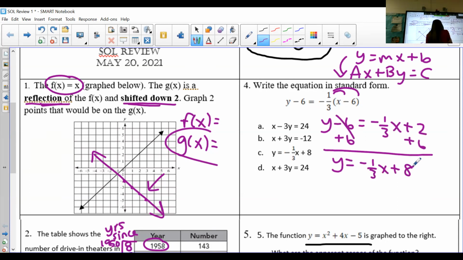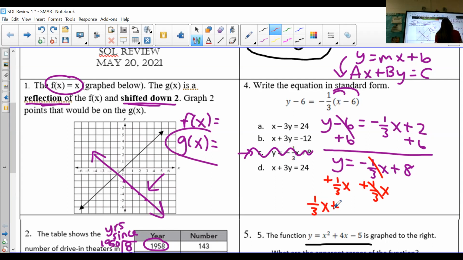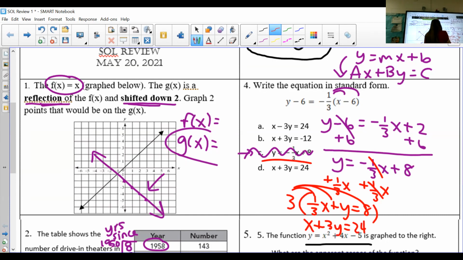Now, notice that is an option here. C, that is an option, but that is not standard form, so I can actually cross that off. Now I'm going to take it into standard form, which means I need to move the x to the other side, so add 1/3 x on both sides. So I'll get 1/3 x plus y equals 8, and if you recall, I just can't have fractions in standard form, so how do you get rid of the fraction? You multiply by the denominator, so distribute that 3 in, and you'll get x plus 3y equals 24. So that will give you D.